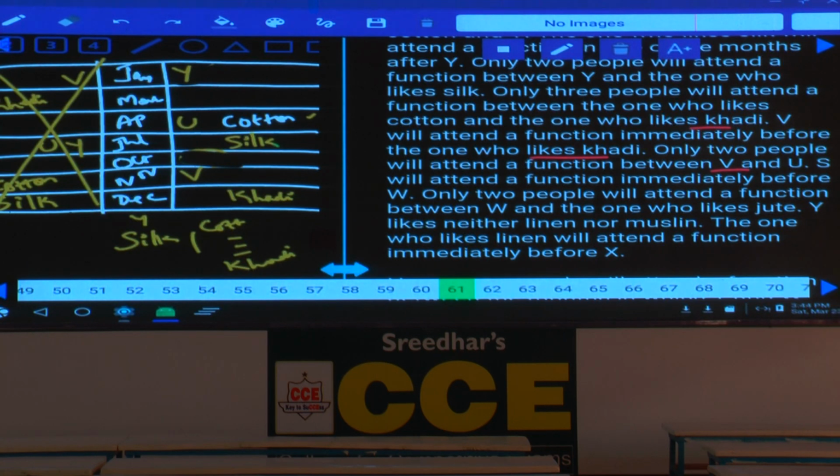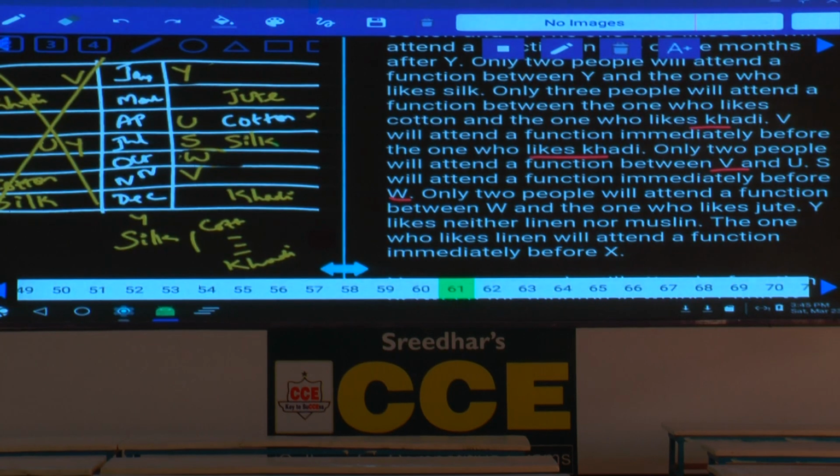And next one, S will attend a function immediately before W. S is immediately before W, then what is the only possibility we have? S and W must be in the months of July and October, respectively. Then, before W, only 2 people will attend a function between W and the one who likes jute. Between W and the one who likes jute, there must be exactly 2 people, and the one who likes jute must be at this place.